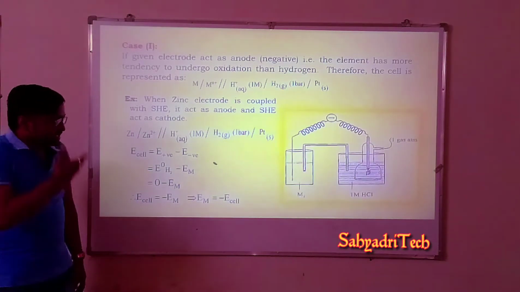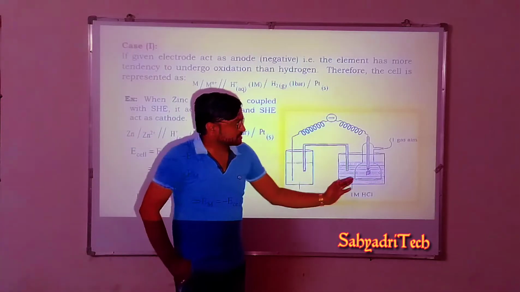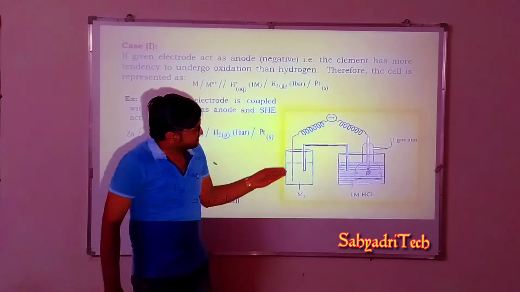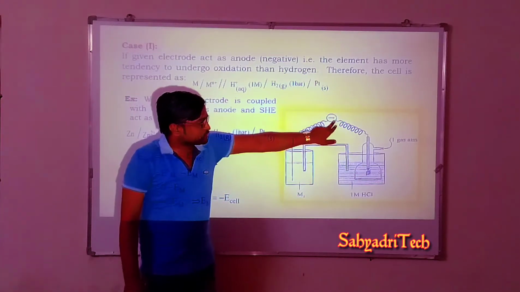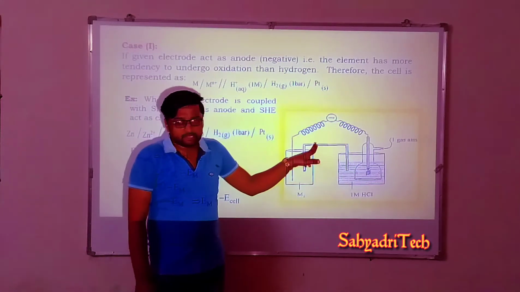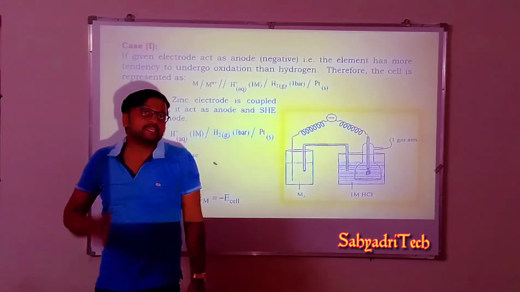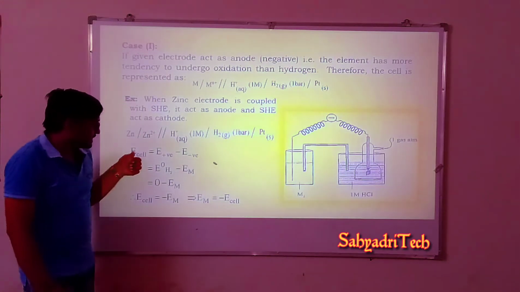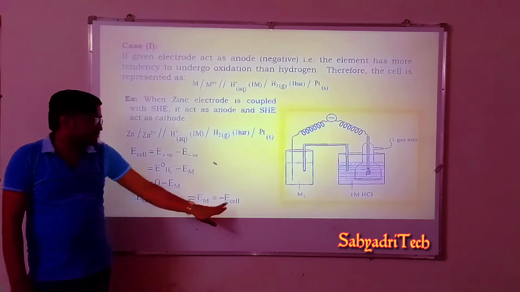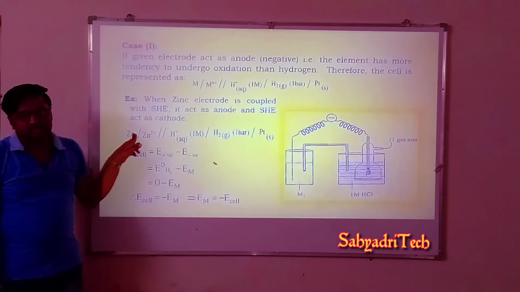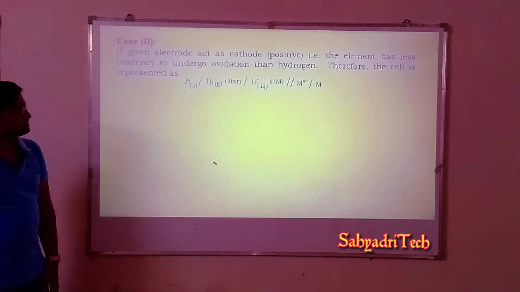Regarding construction, when the zinc electrode is coupled with SHE, diagrammatically the zinc electrode and SHE are both externally connected to a potentiometer and the solutions are connected by means of a salt bridge. Whatever deflection we observe indicates the cell potential, E cell. So minus of the cell potential itself is the electrode potential of the zinc electrode. Well, then coming to the second case.